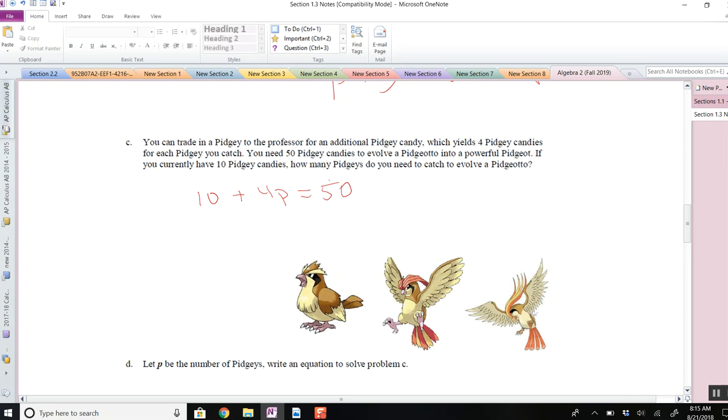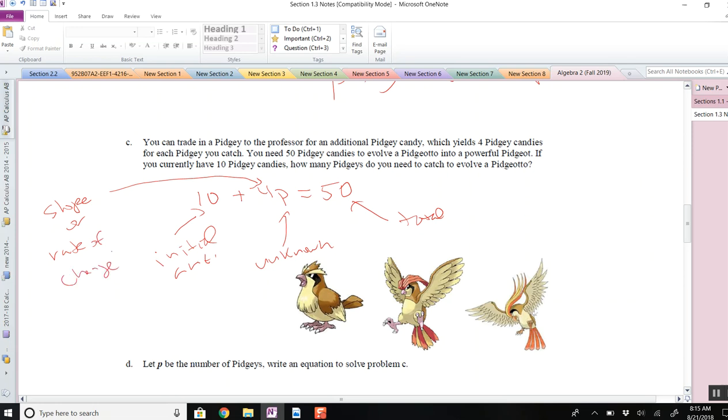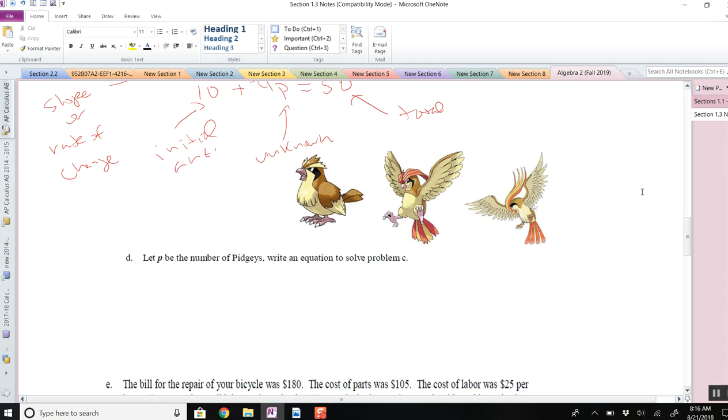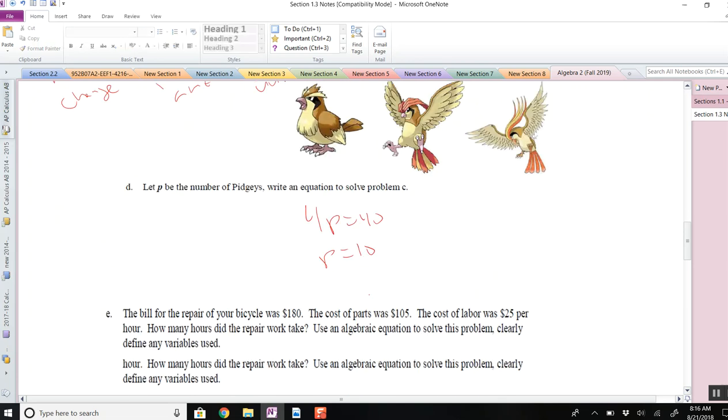So again, you always want to start with your initial amount. Obviously, this is your unknown, and that's going to be your total. And you can think of this as kind of like slope, or your rate of change, because apparently for every Pidgey you catch, you gain 4 candies. And we're going to talk more about slope in Chapter 2. And then, of course, if you solve it, 4P equals 40, P equals 10.